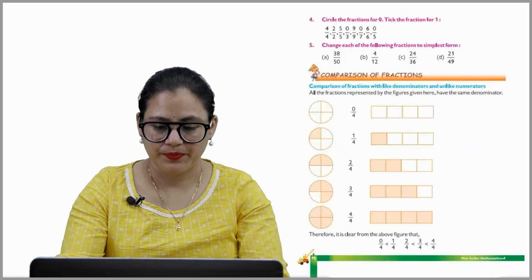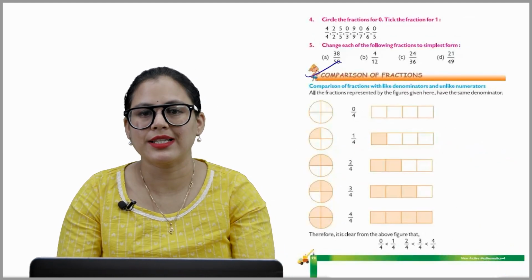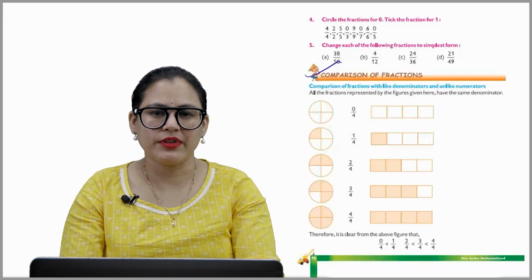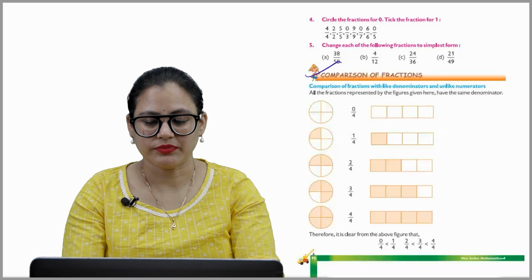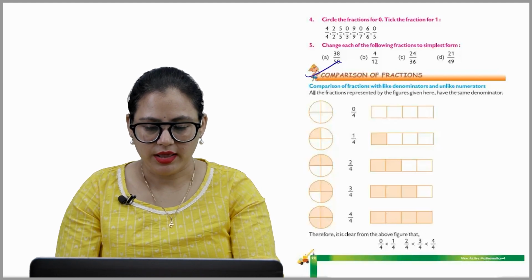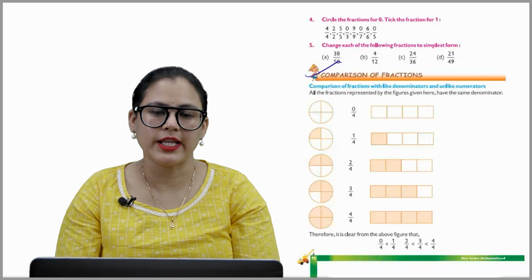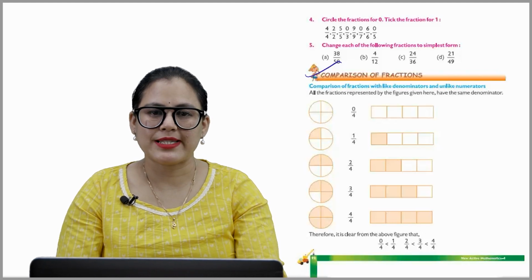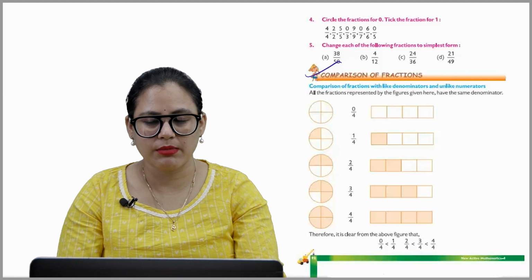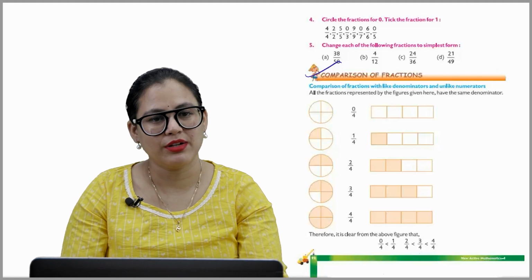Comparison of fractions. Comparison of fractions with like denominators and unlike numerators. All the fractions represented by the figures given here have the same denominator. 0 by 4, 1 by 4, 2 by 4, 3 by 4, 4 by 4. Therefore, it is clear from the above figure that 0 by 4 is less than 1 by 4, 1 by 4 is less than 2 by 4, 2 by 4 is less than 3 by 4, and 3 by 4 is less than 4 by 4.